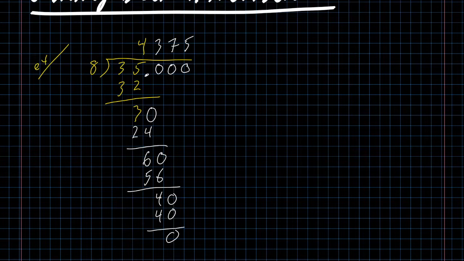That's why division with decimal numbers can be the hard mode, but then the rest of the problem is fairly straightforward. We just take our decimal point and move it straight up. 35 divided by 8 is 4.375. 4 and 375 thousandths.